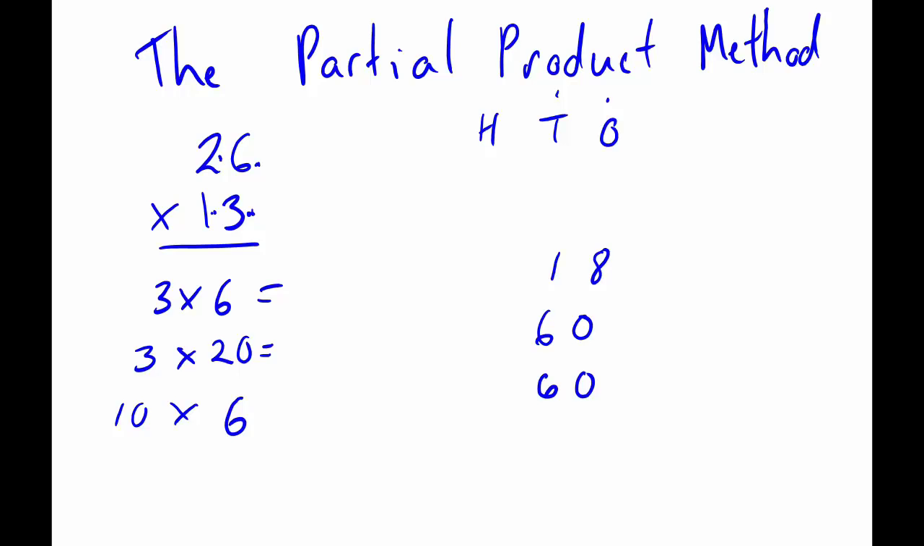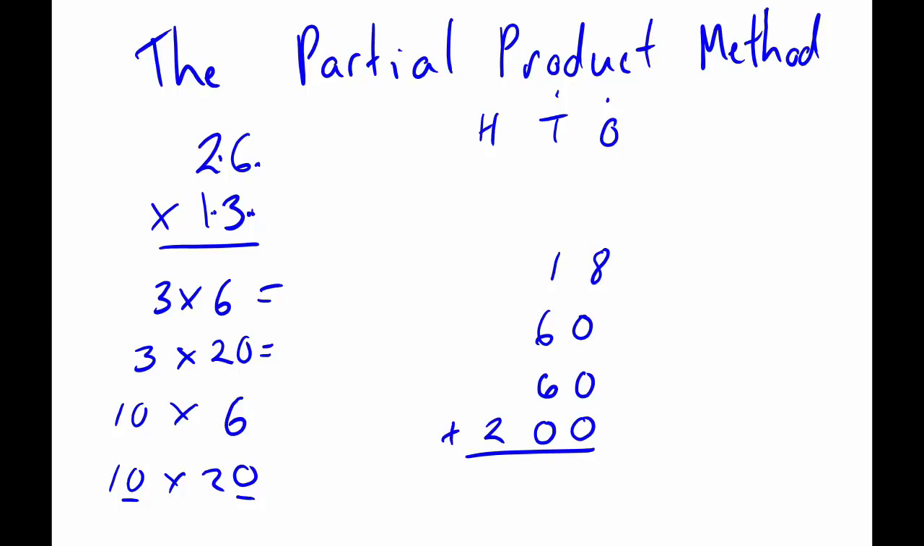And finally, let's do 1 times 2, but that's actually 10 times 20. So that's 1 times 2 is 2, but with 2 zeros on the end of it, because it's 10 times and 10 times as much again, that's 200.